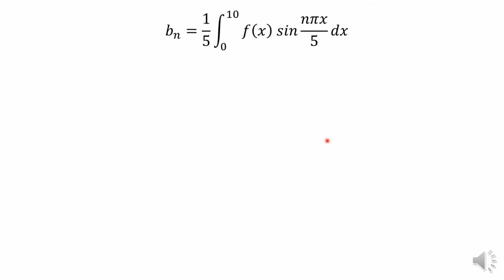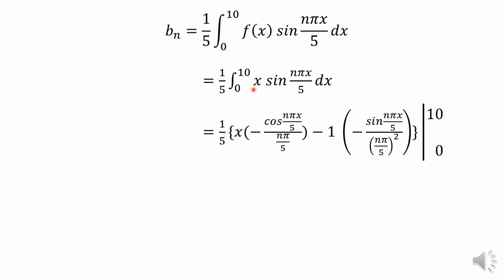Now to find the value of bn, you write down the formula 1 by 5 times the integral from 0 to 10 of f of x sin n pi x by 5 into dx. So substitute f of x here, f of x is equal to x, and then integrate by parts. 1 by 5 times: first, into the integral of sin, which is minus cos n pi x by 5 by n pi by 5, minus the derivative of x, which is 1, into the integral of this term, which is minus sin n pi x by 5 over n pi by 5 whole square, between the limits 0 to 10.